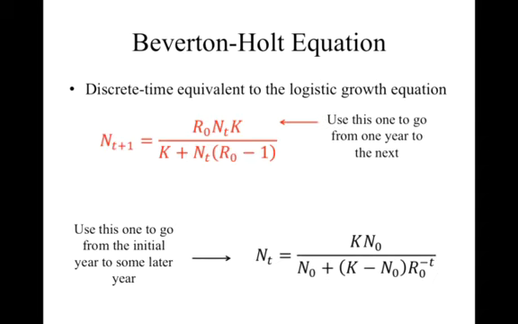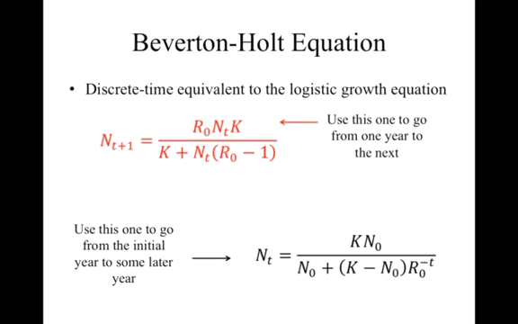And that's your Beverton-Holt equation. So if you remember right, we had two versions of geometric growth, right? We had the version that takes you from year 1 to year 2, and then year 2 to year 3, and year 3 to year 4. And then we said it would get kind of difficult, kind of tiring to figure out the population size 100 years later, because you'd have to do that calculation 100 times.